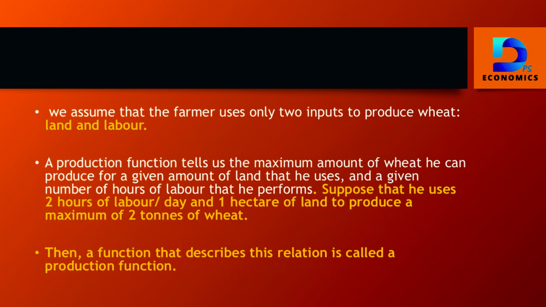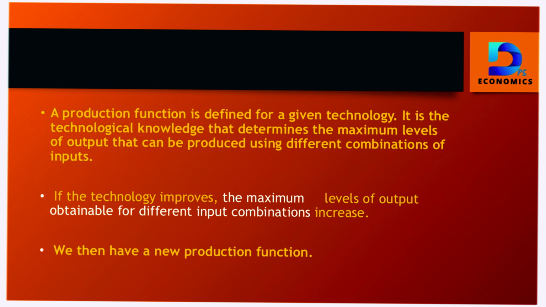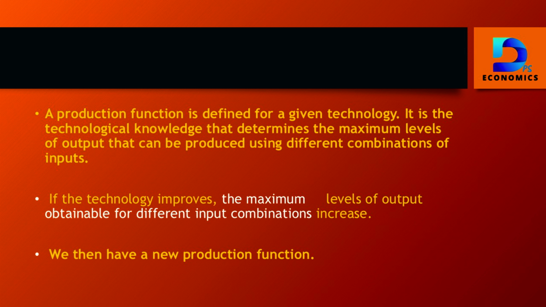A production function is defined for a given technology. It is the technological knowledge that determines the maximum level of output that can be produced using different combinations of input. If the technology improves, the maximum level of output obtainable for different input combinations increases. We then have a new production function.